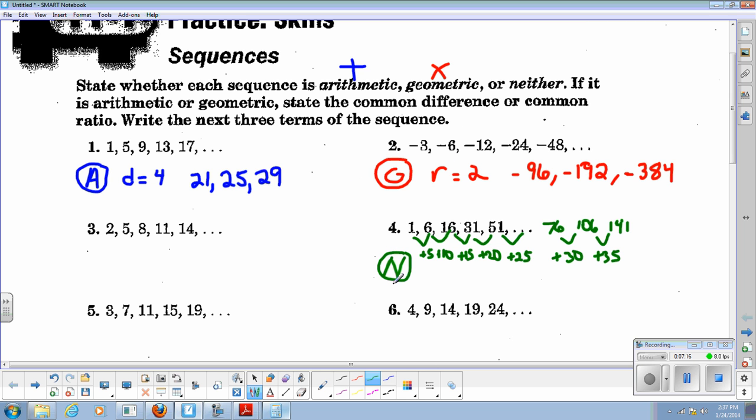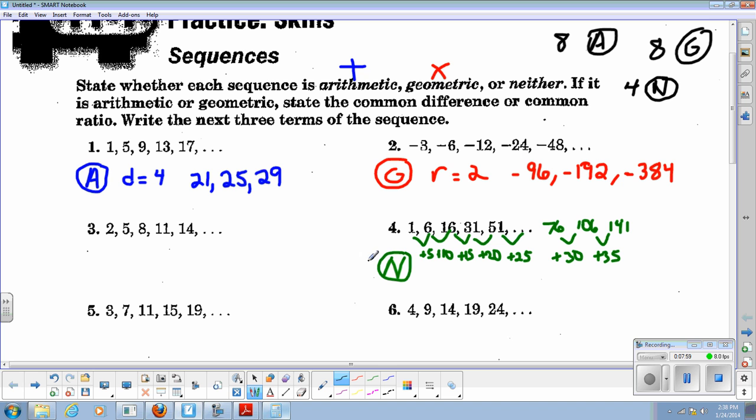On this sheet, only 4 of them will be marked neither. I've already shown you one, so you have 3 more sequences on this sheet that are neither. The rest are either arithmetic or geometric. And I will tell you this, there is the same amount of arithmetic as geometric. So you will find 8 arithmetic, 8 geometric, and 4 that are neither. I have found one of each for you already.